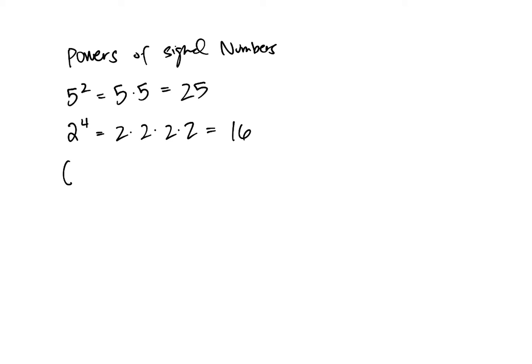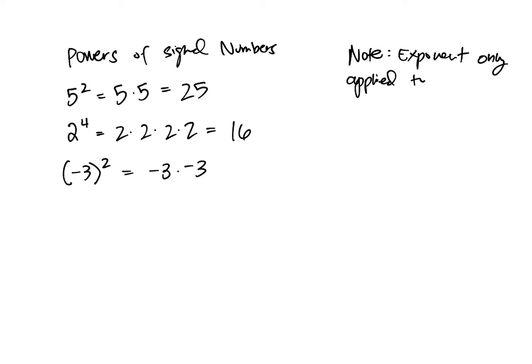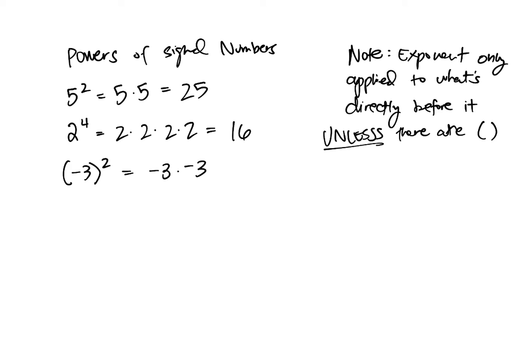However, if you have a negative number inside parentheses, this would be negative 3 times negative 3. It's important to note that the exponent is only applied to what's directly in front of it, unless there are parentheses. Meaning that with negative 3 squared in parentheses, I multiplied negative 3 by negative 3. I included that negative sign because it was inside the parentheses.